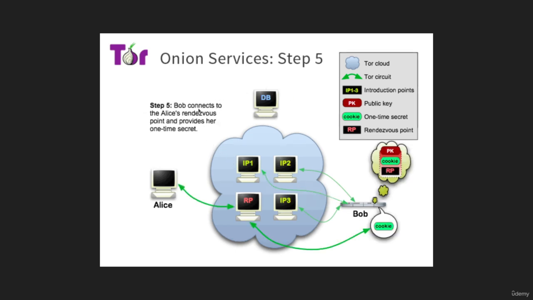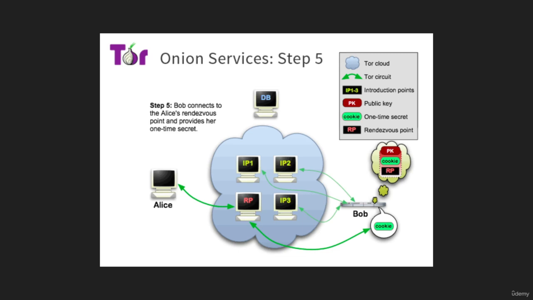Okay, now in step 5, Bob connects to Alice's rendezvous point and provides her one-time secret. So Bob will decrypt Alice's introduce message and find the address of the rendezvous point. How does Bob actually know about the rendezvous point? He got this encrypted descriptor and decrypted it, and he finds the address of the rendezvous point and the one-time secret in it.